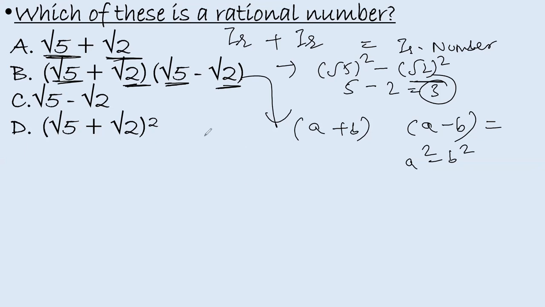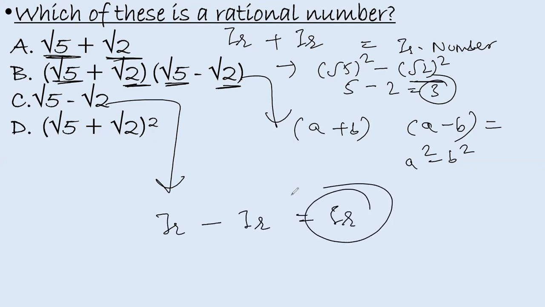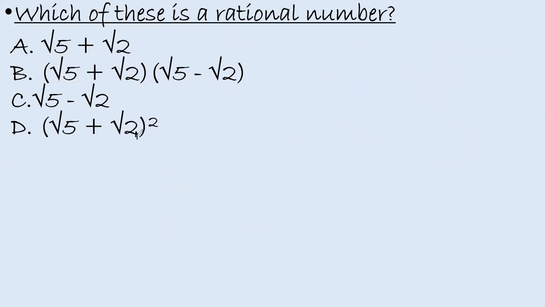Now moving towards the c part. In the c part, the first one is irrational and the second one is also irrational, and irrational minus irrational is irrational only. Okay, irrational plus irrational is irrational, irrational minus irrational is irrational. Now moving towards the last part, this is the a plus b whole square identity.